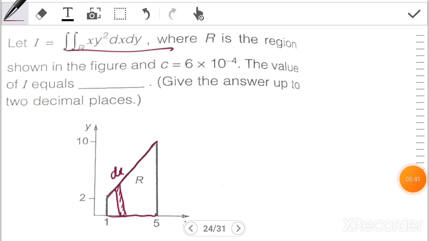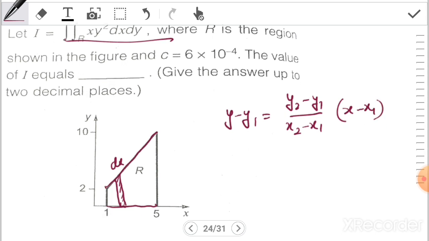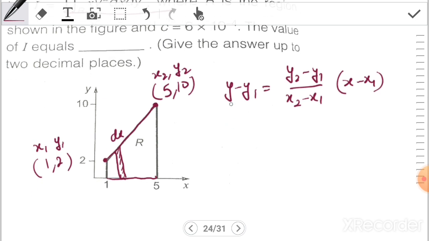So the equation of a line with 2 points is y minus y1 is equal to (y2 minus y1) by (x2 minus x1) times (x minus x1). Here this point is (1, 2), so x1, y1, and this point is (5, 10), which is x2, y2. So now y minus 2 is equal to (10 minus 2, which is 8) by (x2 minus x1, which is 4) times (x minus 1).